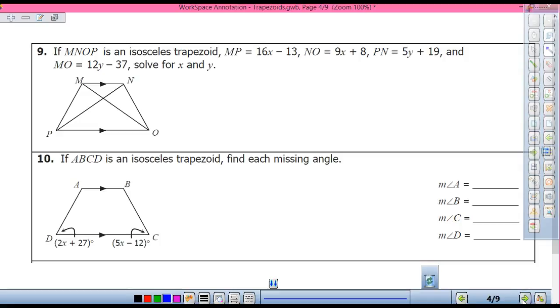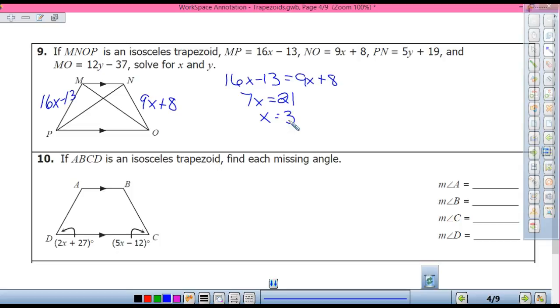Now we've got an isosceles trapezoid. MP is 16x minus 13. NO is 9x plus 8. What do I know about those two? They're congruent. So 16x minus 13 equals 9x plus 8. 7x equals 21. x is 3.